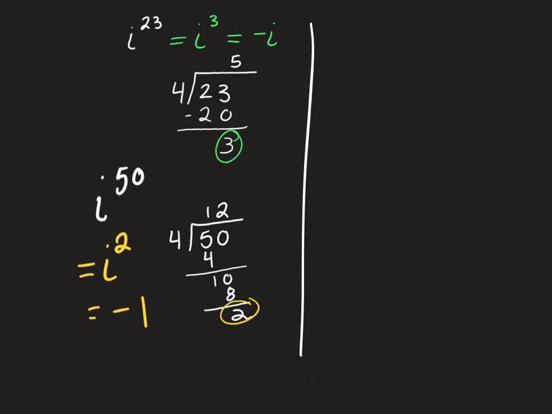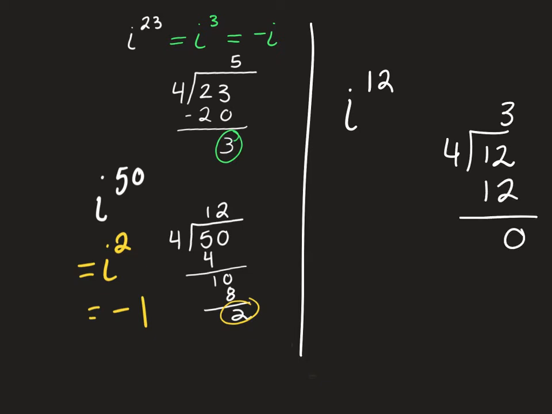All right, let's do one more. Let's do i to the 12th. So we do 4 into 12, which is what? 3. So we get no remainder. When there's no remainder, it is always i to the 4th, which is equal to 1.